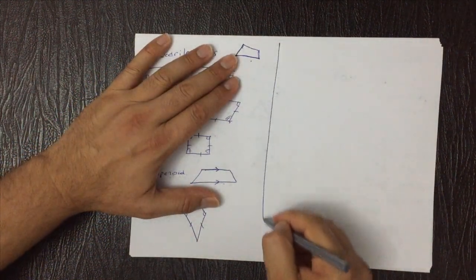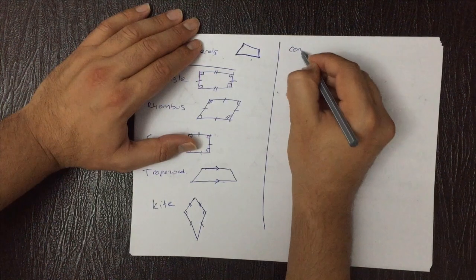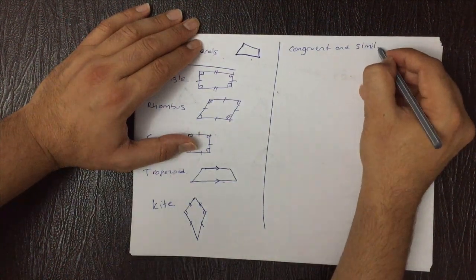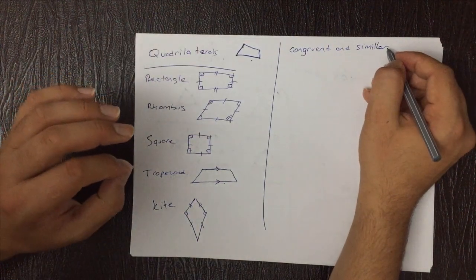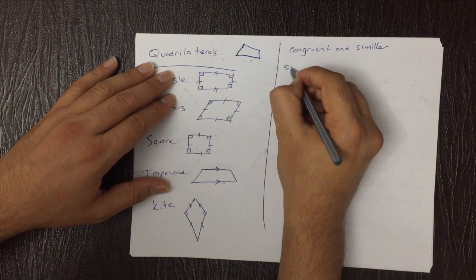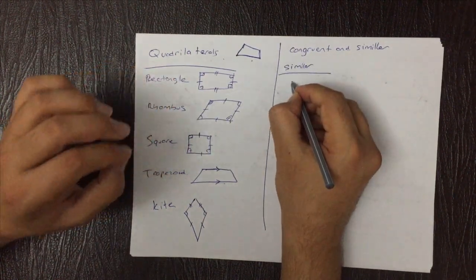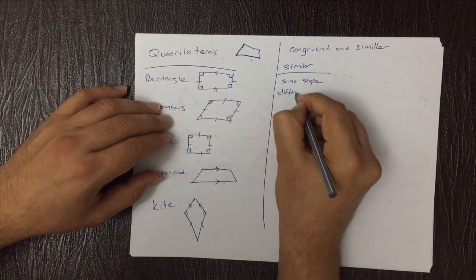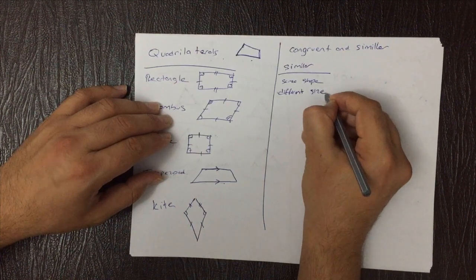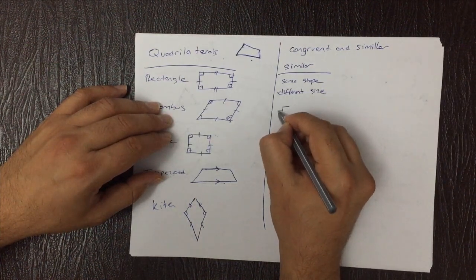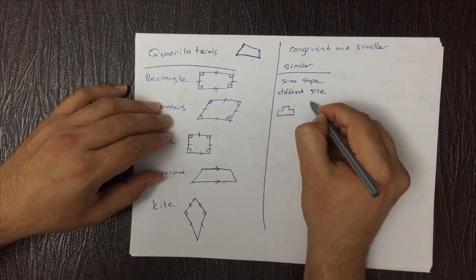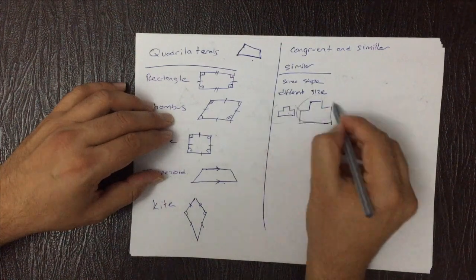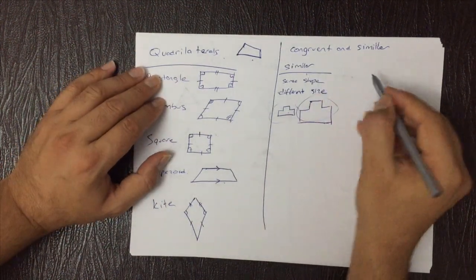So let's look at congruent and similar. Okay, so what is similar? Similar shapes have the same shape but different size. What I mean, for example, this one, and the other can be like that. Look, shapes are the same but sizes are not the same, so this is similar.